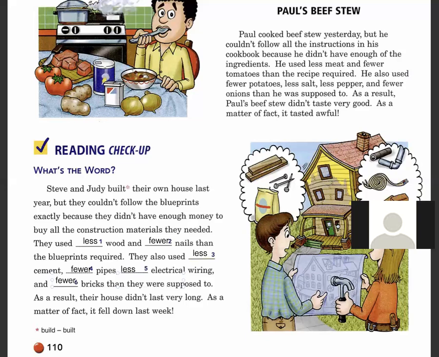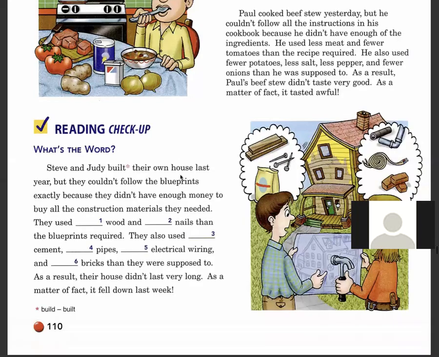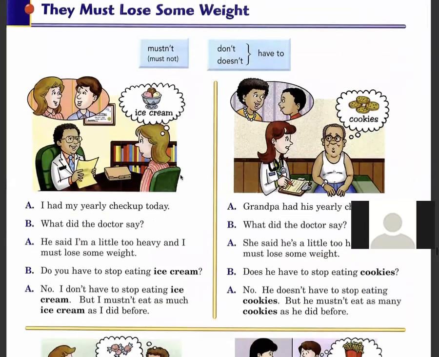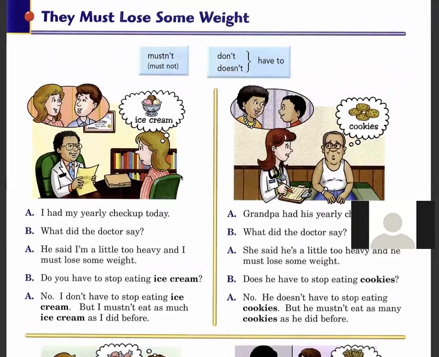As a result, their house didn't last very long. As a matter of fact, it fell down last week. That's not good. They also used. All right. Yes. They must lose some weight. So let's look over here at the use.